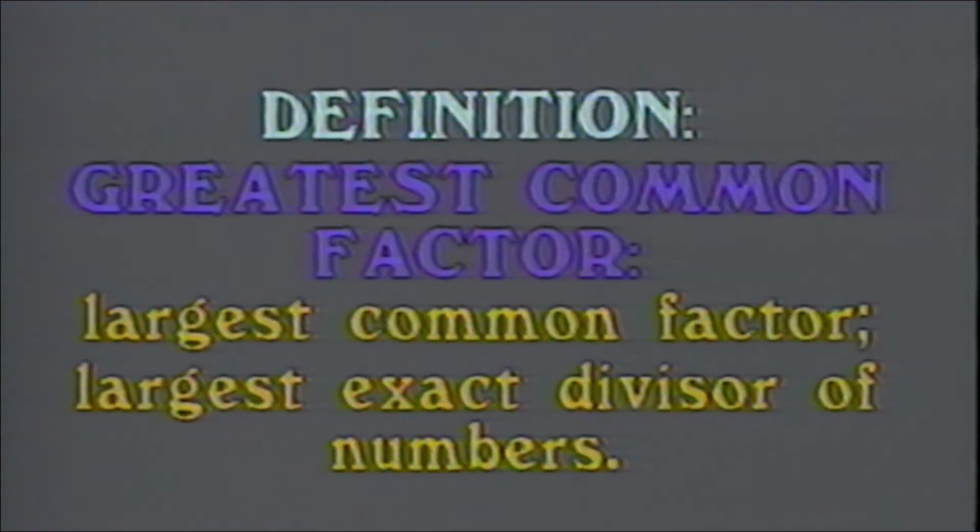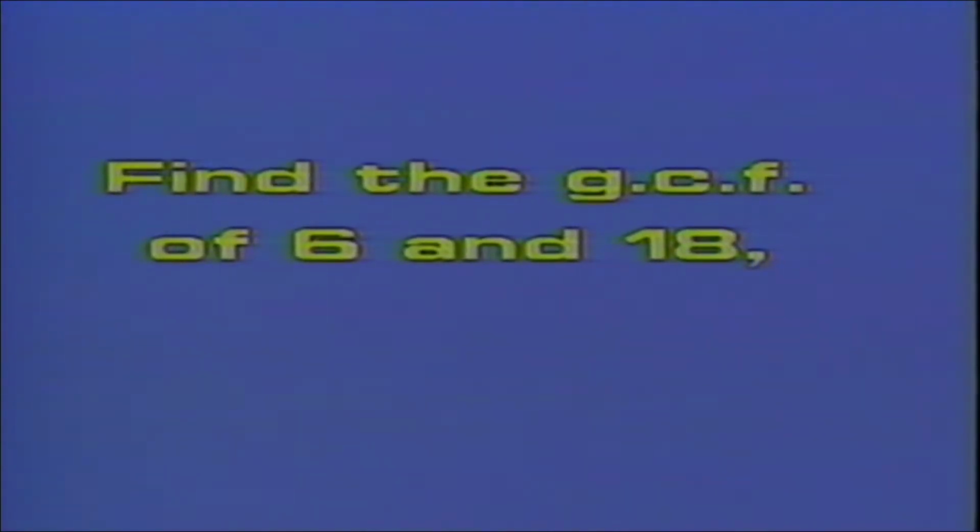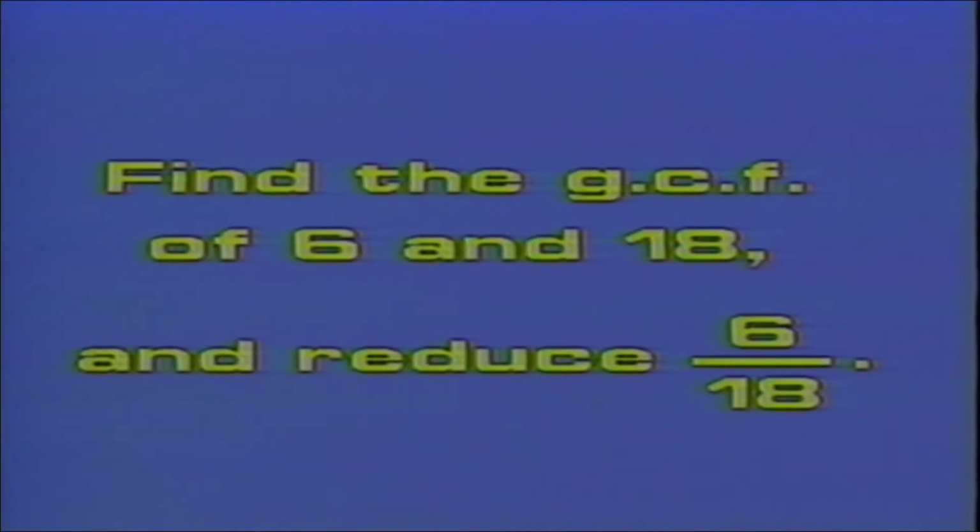Remember, the greatest common factor of two numbers is their largest common factor. It is the largest number that divides exactly into both numbers without any remainders. Let's do some problems to find greatest common factors. Here are two numbers, 6 and 18. Find their factors, then their common factors, and their GCF. Then reduce 6/18 using the GCF as divisor.